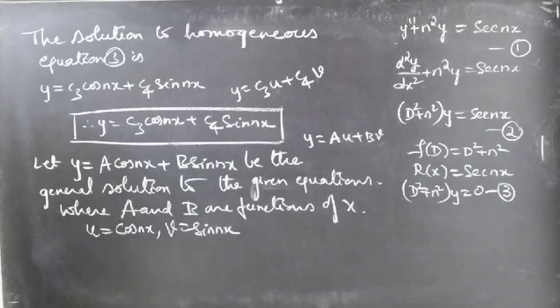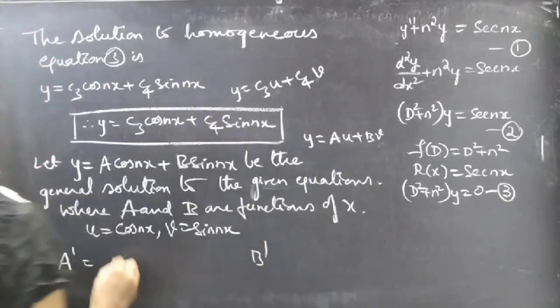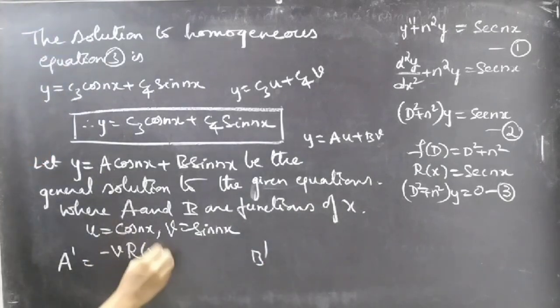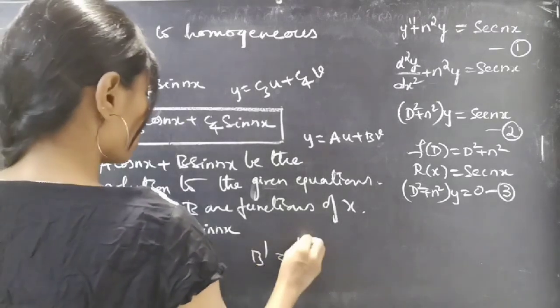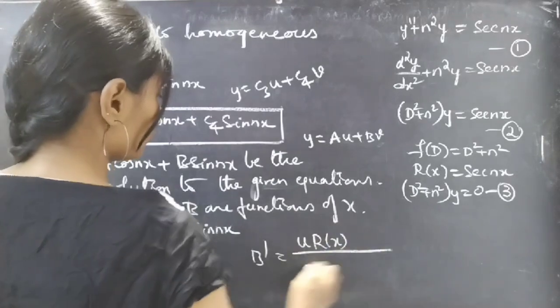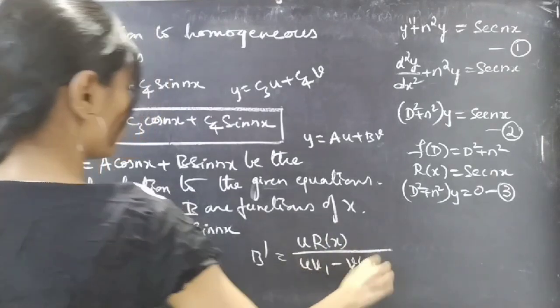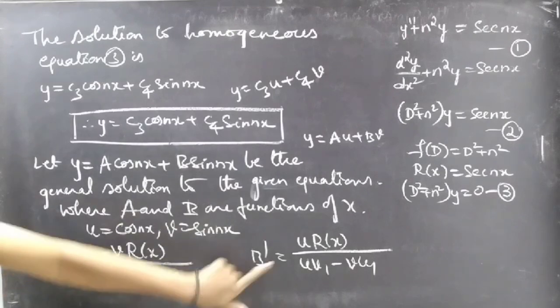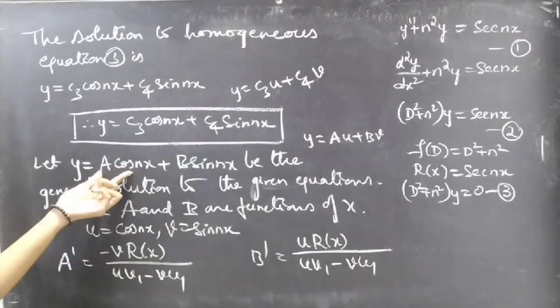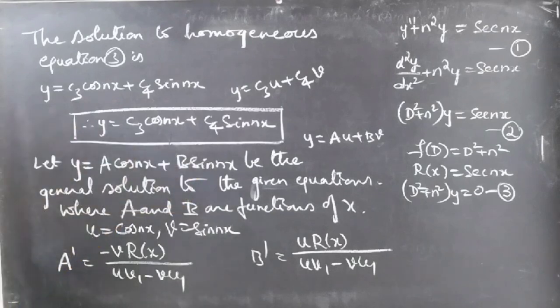Here we'll find A dash and B dash using a formula. A dash is given by minus v into r of x by uv1 minus vu1, and B dash is given by u into r of x by uv1 minus vu1. If you notice, we have uv1 minus vu1 in both the formulas, so we'll begin with uv1 minus vu1 and later we'll find A dash, A, B dash, B. Finally, we'll put A and B in y equal to A cos nx plus B sin nx to find the general solution to our problem, right? Now coming to uv1 minus vu1.